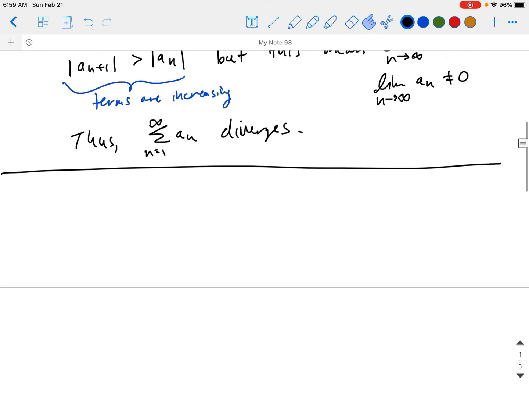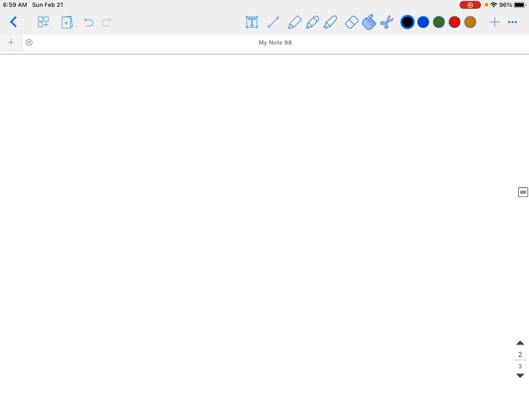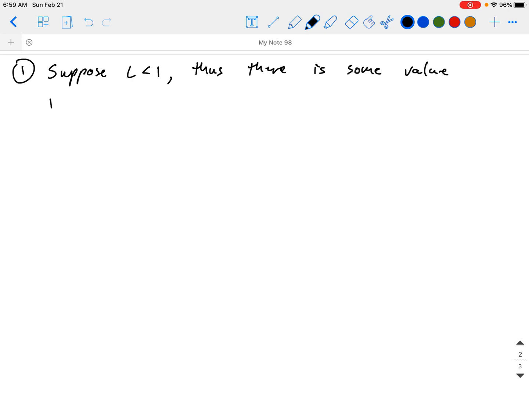All right, so now we're ready to get into the most important part, which is proving that we are absolutely convergent if L is less than 1. So we'll suppose L is less than 1. Thus, there is some value R such that L is less than R is less than 1.